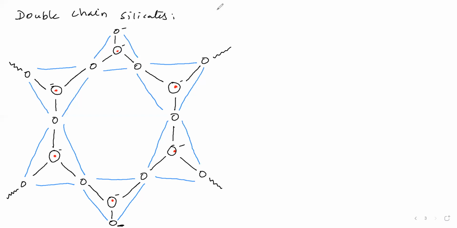For this double chain silicate, another name is amphibole. Another name is amphibole. Here, the simplest repeating unit we will see. What is a repeating unit? The repeating unit will come like this. This is the repeating unit. Like this, the repeating unit will be there. In this repeating unit, how many silicon atoms are there? 4 silicon atoms are there. That 4 silicon atoms we will take, Si4.